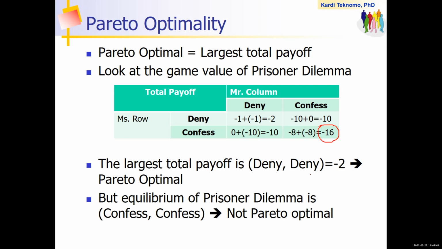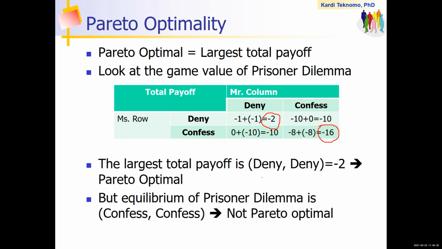Suppose you simply confess, which gives -16. But what is the largest total payoff? The largest total payoff is the Pareto optimal, which is -2, isn't it? Compare -2, -10, -10, -16. The best is -2. So the Pareto optimal is -2, which is deny. But your equilibrium is confess. In that case, your equilibrium result is not Pareto optimal.